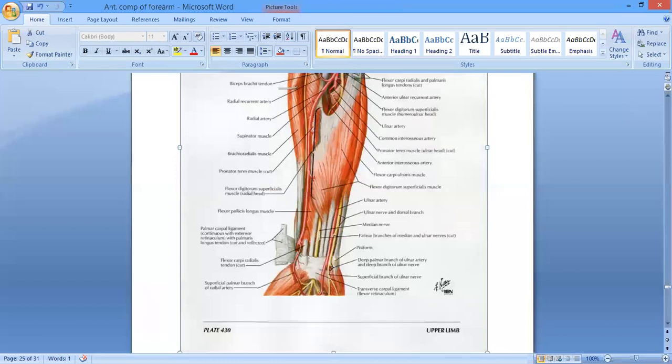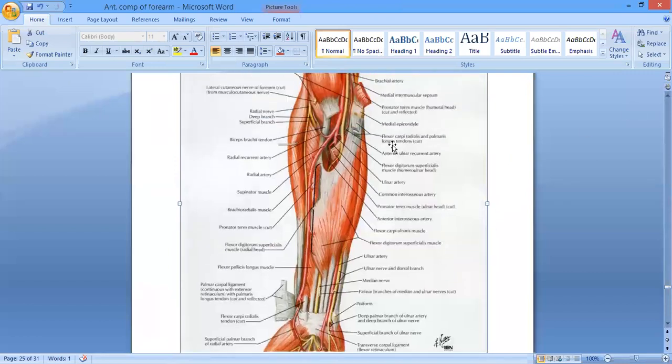Okay, here you can see now. This is an arch formed by the humeral, ulnar and radial heads of the flexor digitorum superficialis, and behind this arch you can see the ulnar artery and the ulnar nerve. They are passing deeper into the deeper part of the forearm. Is it clear, ji?